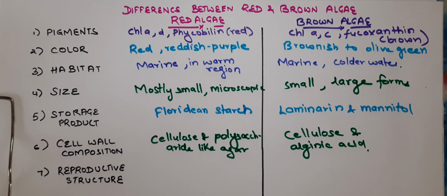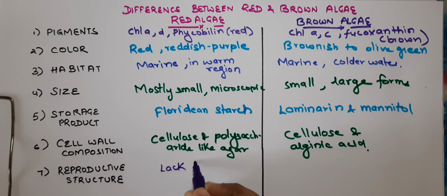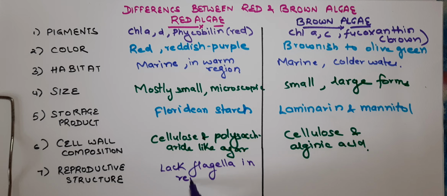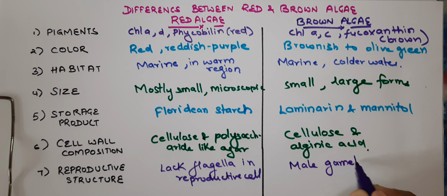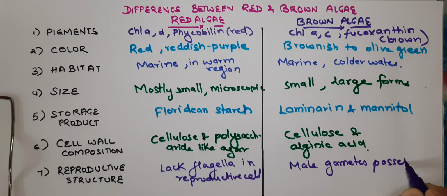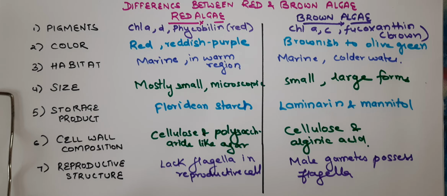And the seventh difference we are going to talk about is in terms of the reproductive structures. So the red algae will lack the flagella in the reproductive cell. So lack flagella in reproductive cell. Okay, those cells that are going under the process of reproduction. Whereas in the brown algae, the male gametes are motile. Okay, so the male gametes possess flagella. Okay, so these are the main differences between the red algae and the brown algae.